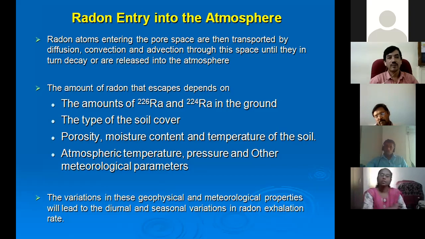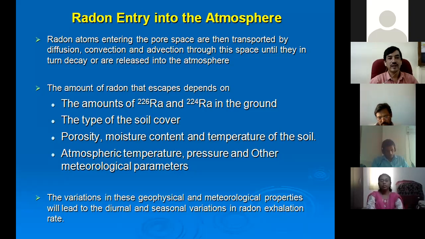That means the temperature of the surface of the soil will vary throughout the day. During night time, the surface of the soil is cool. During daytime, because of solar heating, the surface of the soil is hot. This will create a temperature difference between the different layers of the soil. This will set up a convective motion for the radon gas particles. That means particles will move from higher temperature to lower temperature.